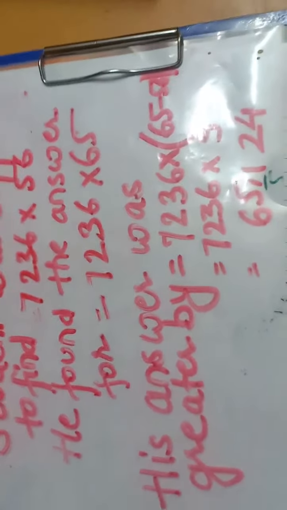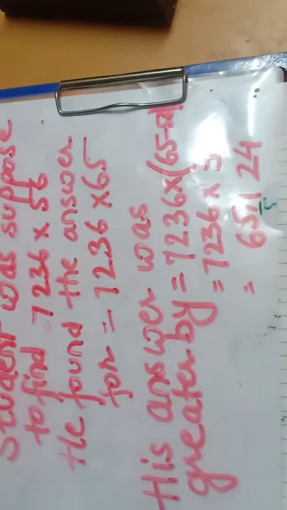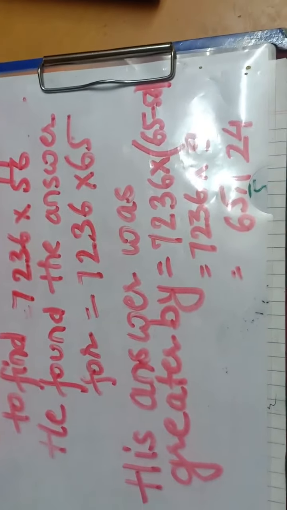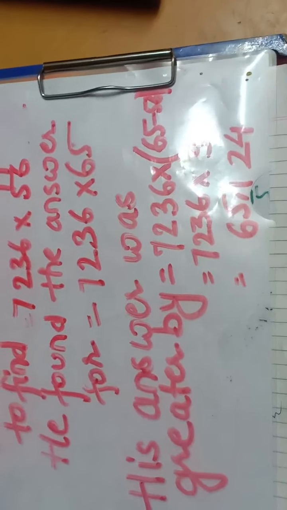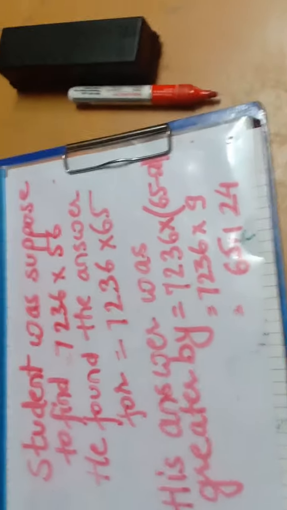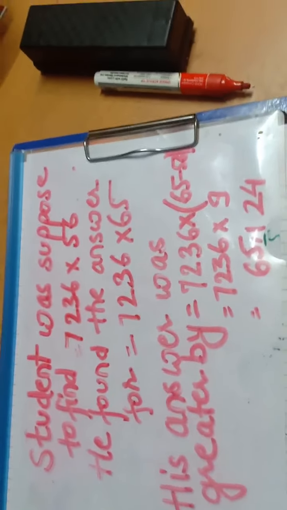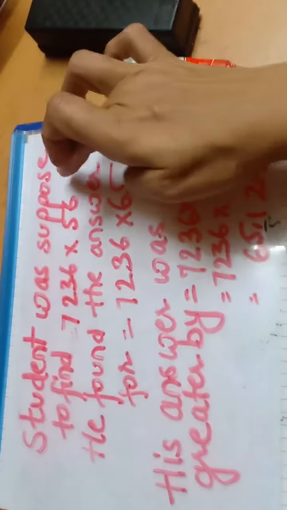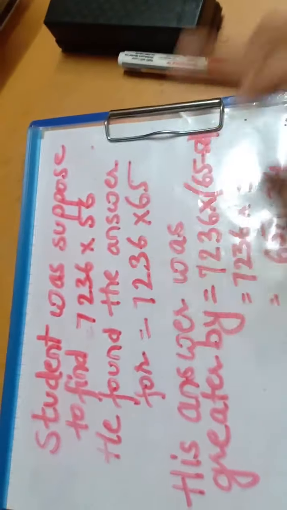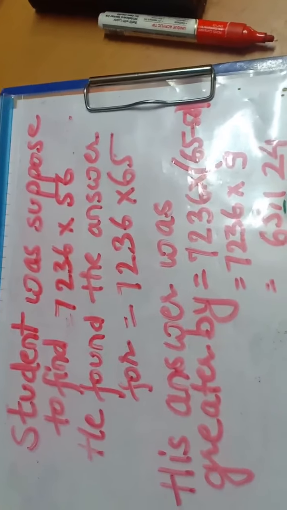And then you can write the final statement. His answer was greater by 65,124. Okay, so this was our 8th sum. Once again I will explain here, because here they have given the hint also. Do you need to do both the multiplications? No, we don't need to do both the multiplications, since we are multiplying both the numbers by the same number. That's the reason why we don't need to do the multiplication individually.